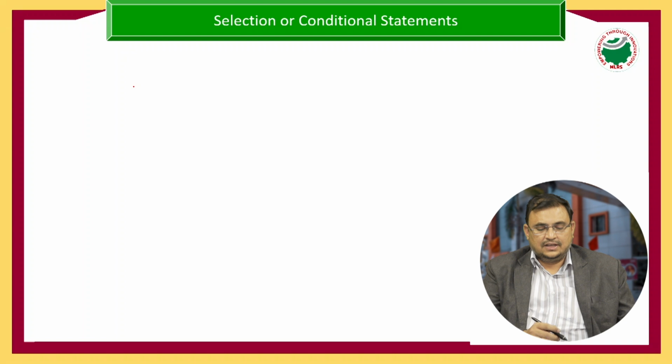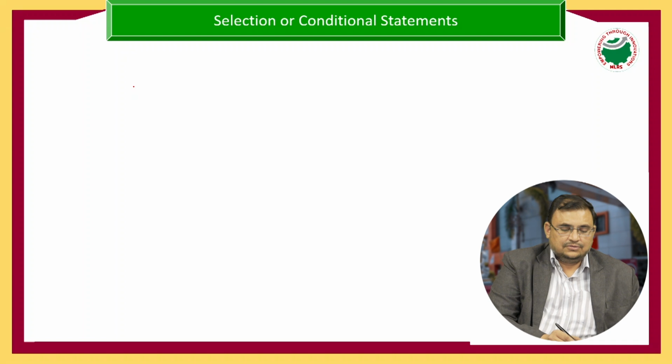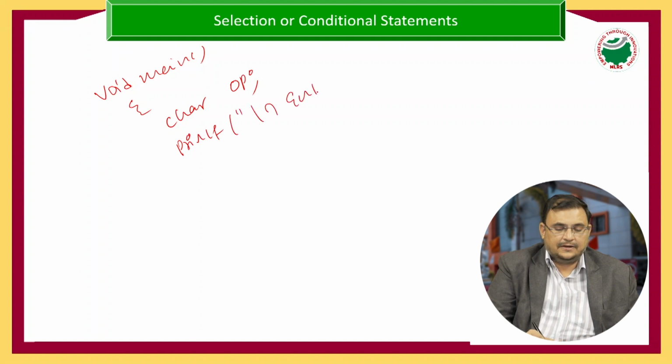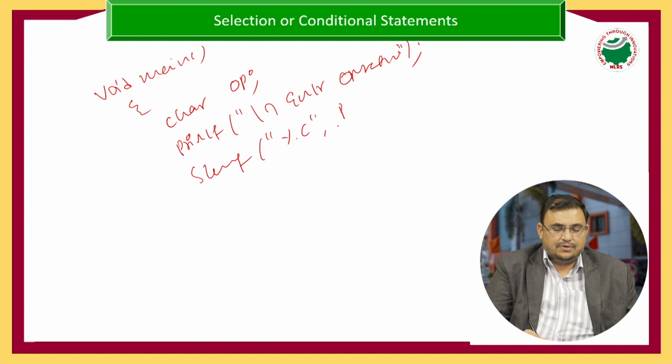You can go for a simple example on switch. Check whether the operator is an arithmetic operator or not. Write void main, use char operator. printf "\n enter operator", scanf %c with ampersand operator, then switch of operator.